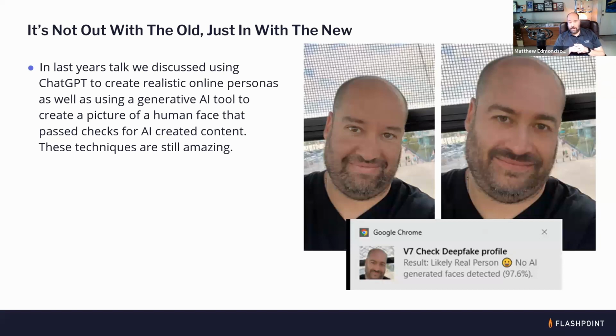And we also talked about actually taking a photograph, a real photograph you see there of me on the left, morphing it in with an AI generated person, but doing it in a way that passes all these AI detections, right? And still does.